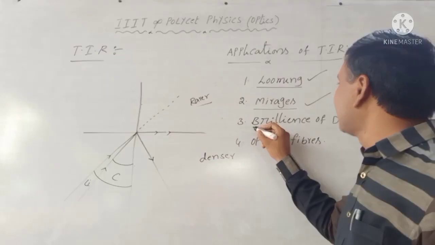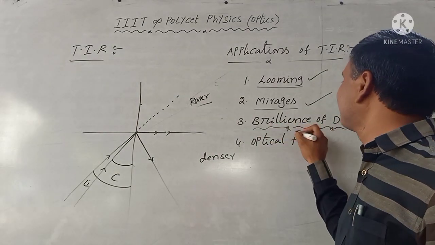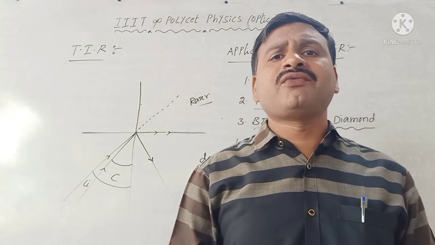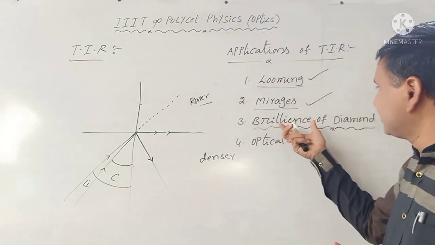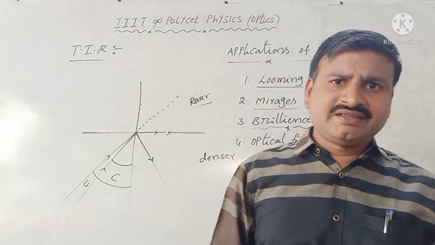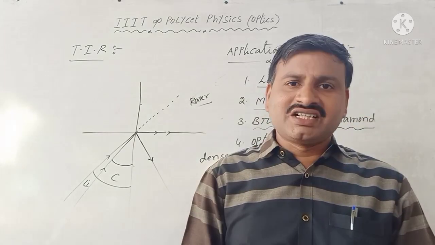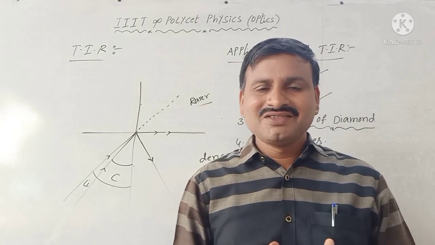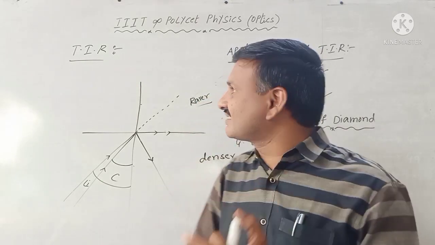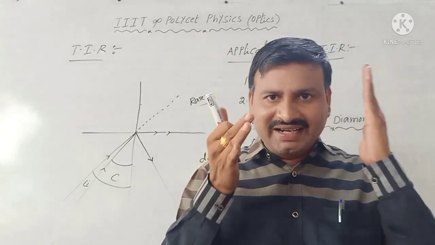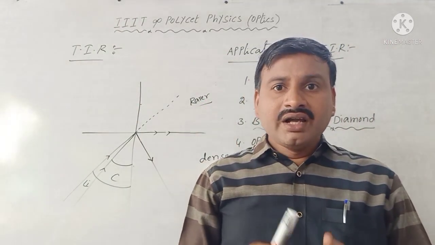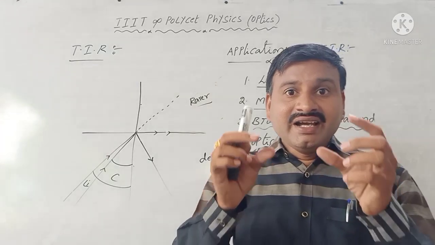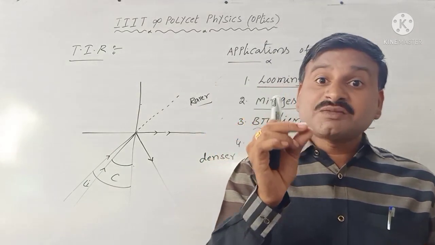Next, third one, brilliance of diamond. The critical angle of diamond is very low, 24.4 degrees. Brilliance means when light rays fall on the diamond, multiple reflections are formed, which give the sparkles. Sparkles look shiny because of multiple reflection. It is called total internal reflection. When light rays are incident on the diamond, it forms multiple reflections, and finally it forms the sparkles.